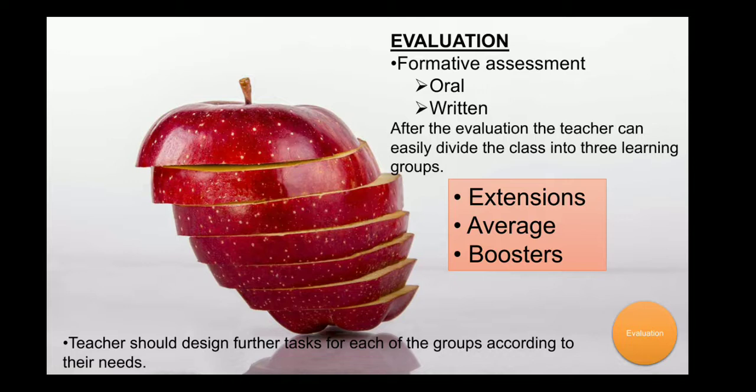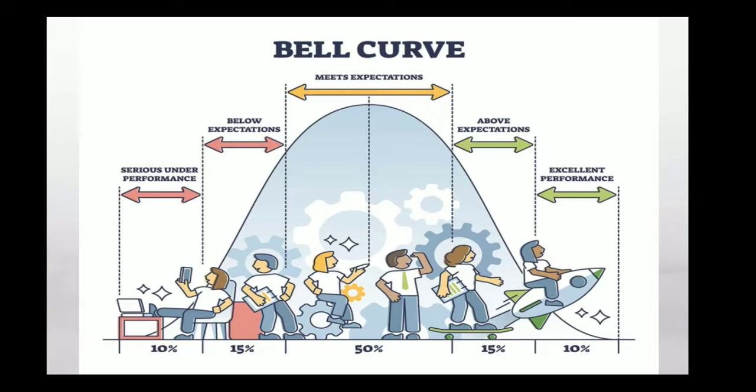And after the evaluation, you can easily divide the class into 3 learning groups. Now, how do you do that? This is the bell curve, and you can see that whatever the children or anybody in the world is learning, and there's a group of learners, automatically this is how they distribute in their performance.